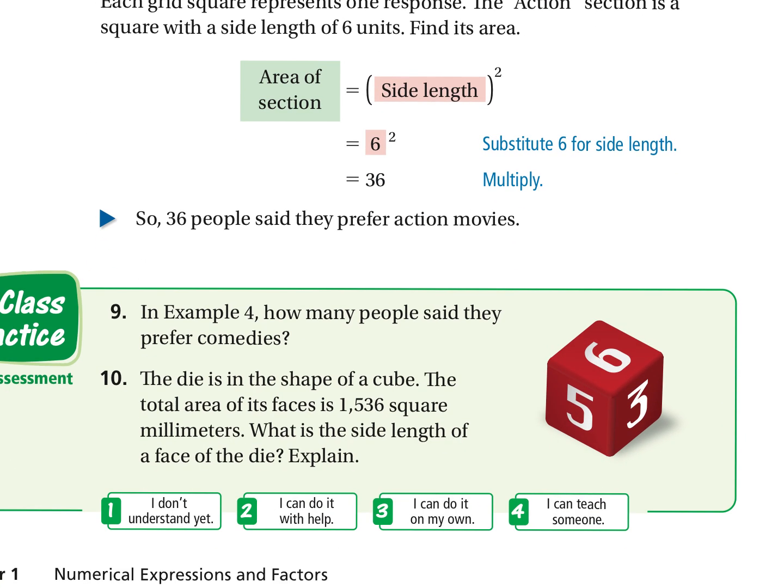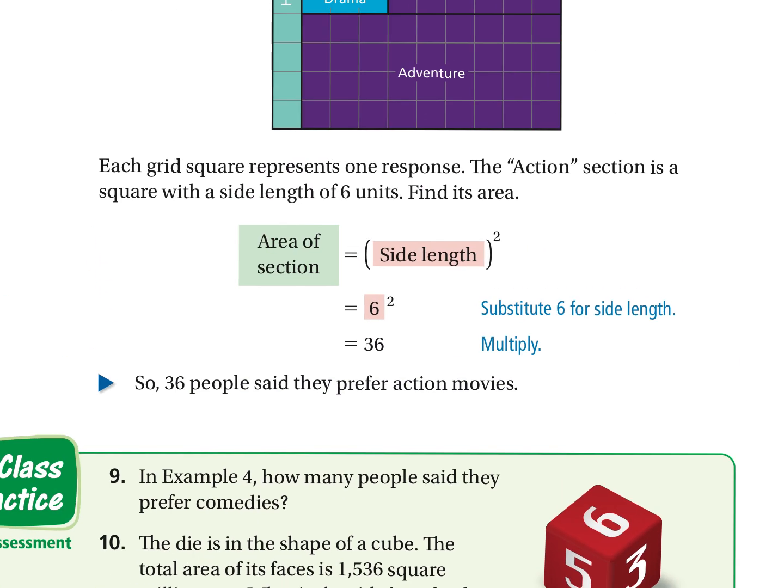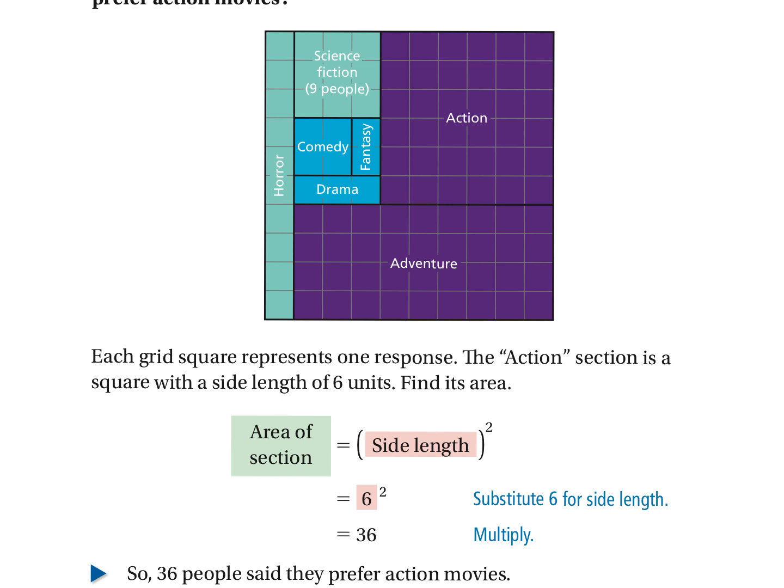In example 4, how many people said that they prefer comedies? This is on your paper in your journal. So looking at comedy, here it is, it's blue. It's 2 by 2. So how many people prefer comedy? 4. So number 9 in your journal should be 4. You're just going to write 4 by number 9 in your journal. And then number 10. Should we label it and do 4 people?